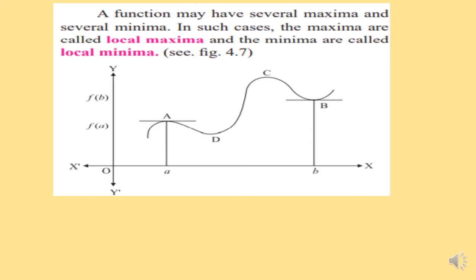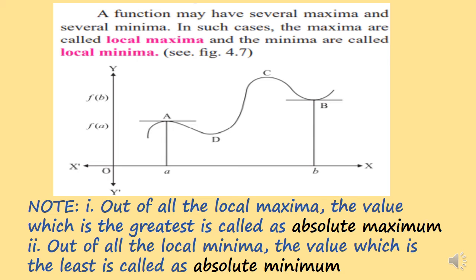So in such cases, the maxima are called local maxima and minima are called local minima. Getting this? So very often this may be the case. Out of all the local maxima, the value which is the greatest is called the absolute maximum. And out of all the local minima, the value which is the least is called the absolute minimum. So for this particular graph, we can say that c is the absolute maximum and d is the absolute minimum of the function.